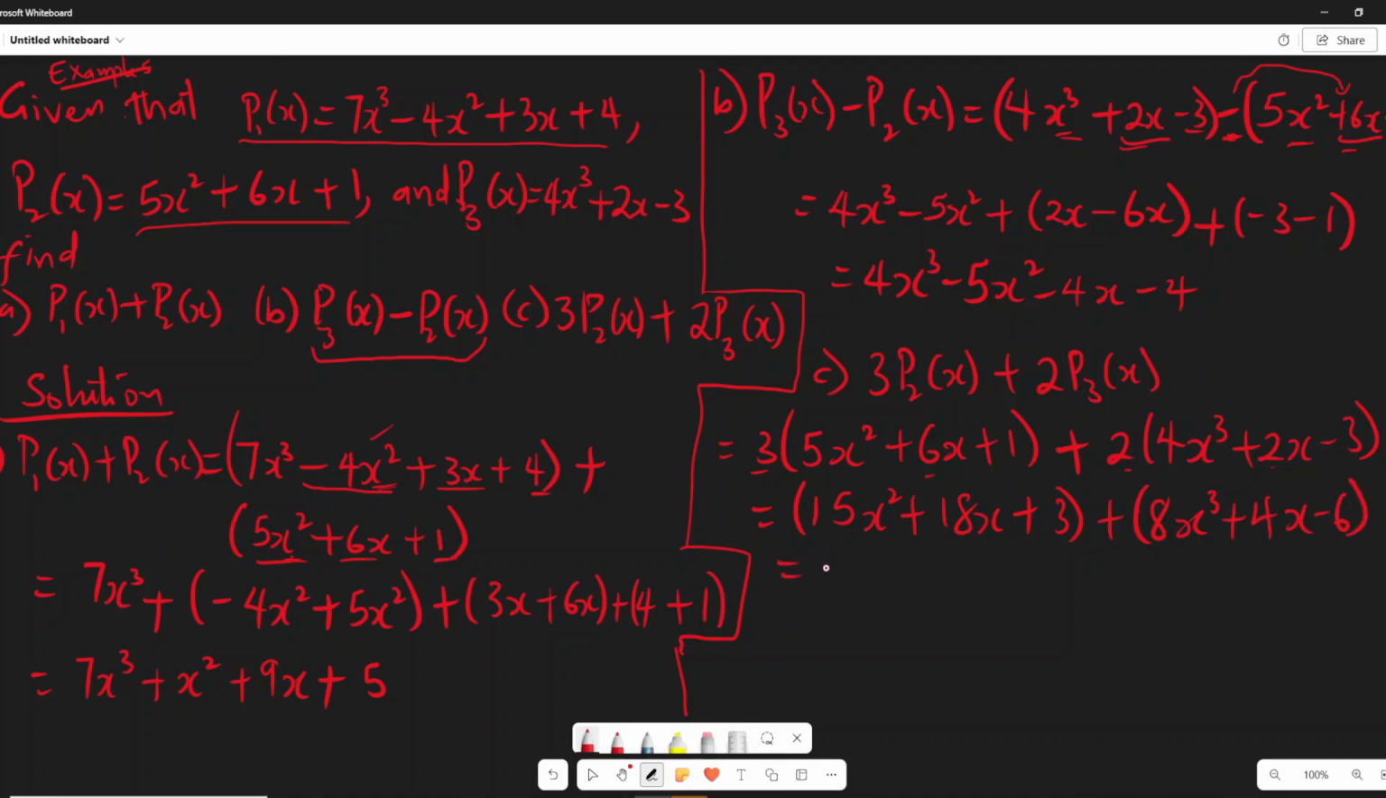Alright, so this will also look for the like terms. However, take the term with the highest degree first, which is 8x cubed. So we have 8x cubed, which doesn't have its like term, and 15x squared, which also doesn't have its like term, plus 15x squared. And then we also have plus 18x, and then plus 4x. And lastly, plus 3 minus 6. So this will be 8x cubed plus 15x squared plus 22x minus 3. So this is how we add or subtract polynomials.